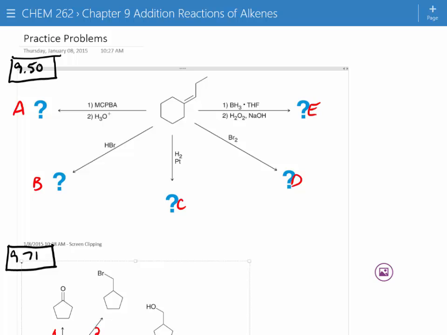Do we have to draw the mechanism? You don't need to draw a mechanism for formation of the epoxide. But you should know how to do the reaction once it is an epoxide and it ring opens. So the formation of the epoxide, that three-membered ring with oxygen, I said you don't need to know that mechanism, but you do need to know the ring opening mechanism. This one's only asking for products, but it's always good practice to draw the mechanism if you can.